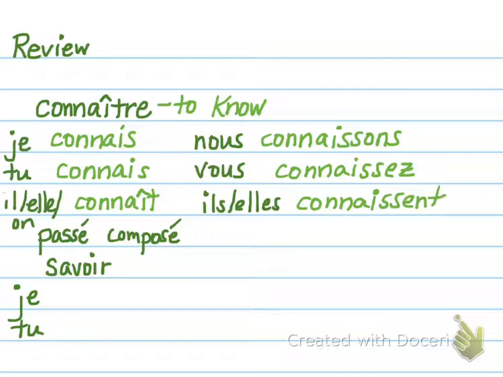The passé composé uses the verb avoir, and the past participle is connu. And when you use connaître in the passé composé, it means to meet for the first time. We use connaître when we know or are acquainted with people or places.